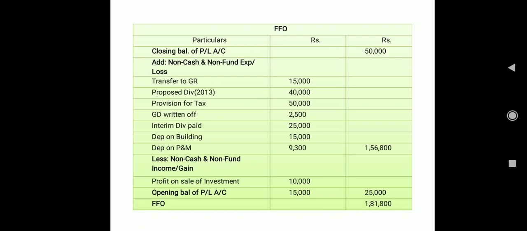Fine, and as you know very well, I hope so, we need to add to this. What do we need to add to this? We need to add to this the non-cash and non-fund expenses or losses. Okay, so how much do we have in expenses and losses, and which are your non-cash and non-fund expenses or losses, we have already checked while discussing the question. Each and every item I have told you.